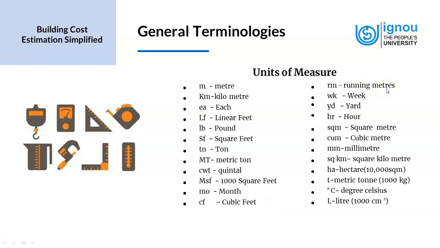RM is running meters. Running meters is used for certain cases when we are using projections of chajjas, those are measured in running meters. Or if we are having some interior work, some plaster bands, for example, those are measured in running meters. The next we have week. Again, that is to represent the project duration. Yard, and then we have the hour. Hour is to denote the time. Square meters, cubic meters, millimeters, square kilometers for area, hectare for area, metric ton, 1000 kgs, and degree Celsius and liter.